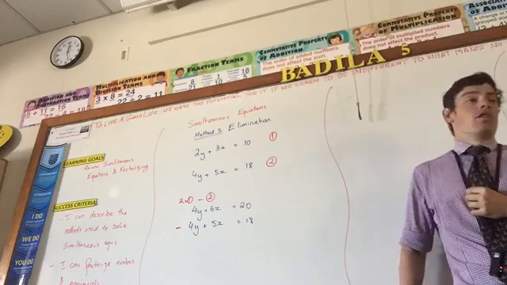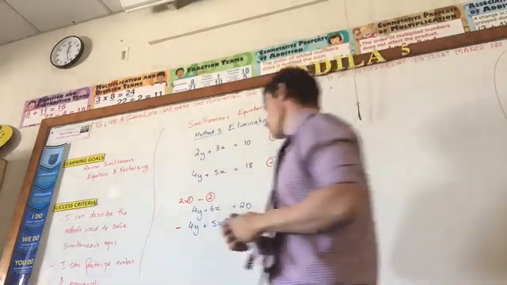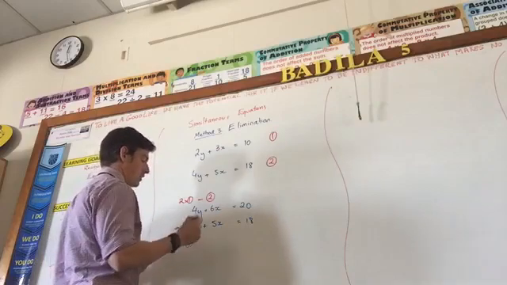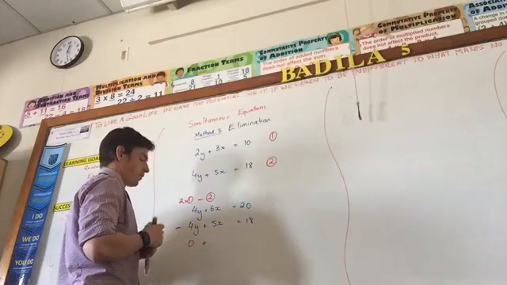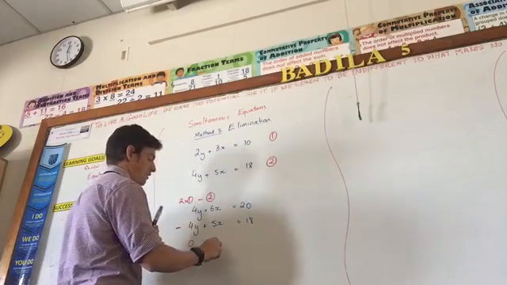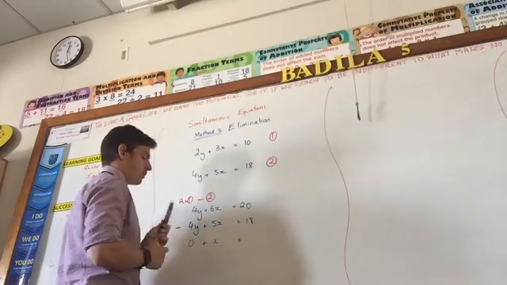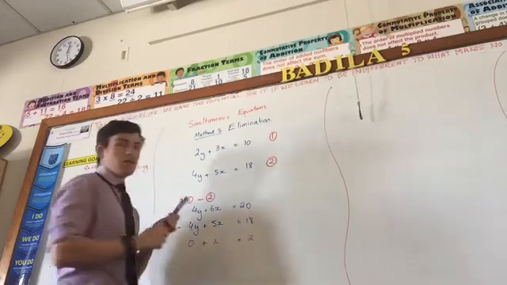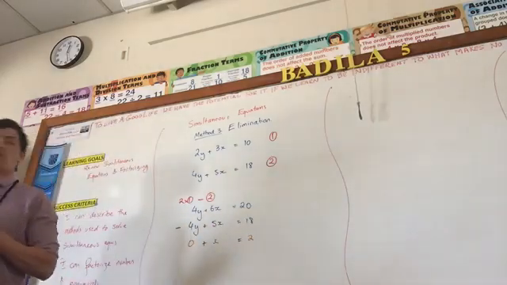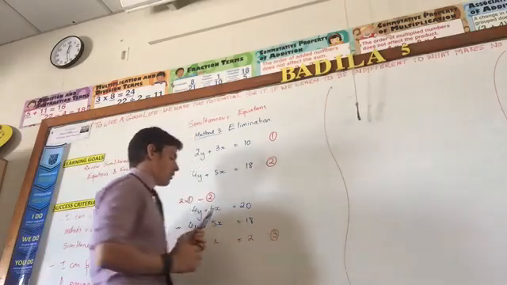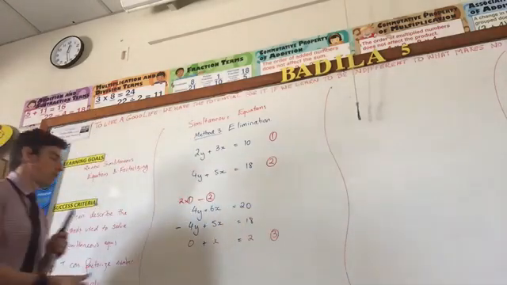What's 4y minus 4y? 0. What's 6x minus 5x? X. 20 minus 18. So what do I know? X equals 2. What am I going to do with this? Call that 3.